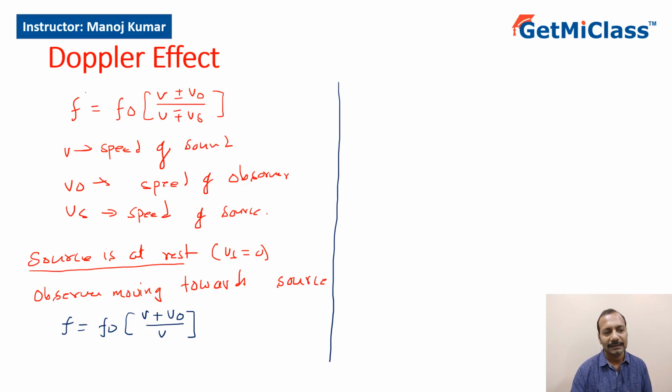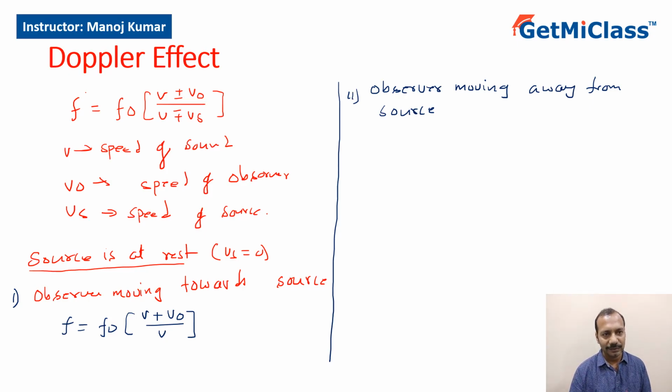Now let me look at the other situation. Again, the source is at rest, and the observer is moving away from the source. So this is the first situation, this is the second situation. Now if the observer is moving away from the source, the source and observer are moving away from each other, so there should be a decrease in frequency. So frequency is given by f equals f naught into v minus vo, by v. So these are the cases of source at rest.